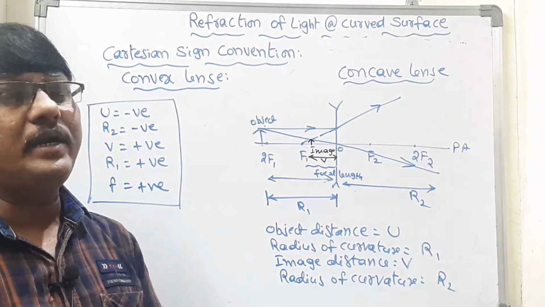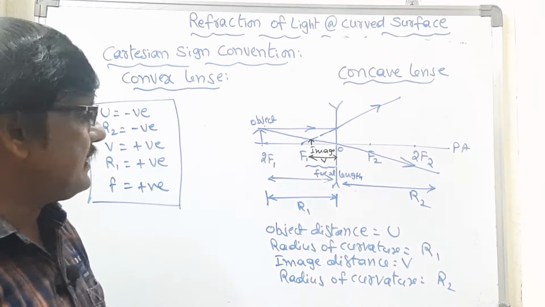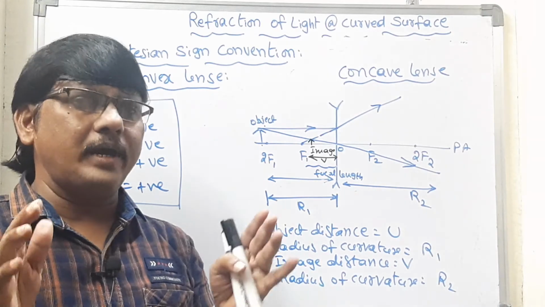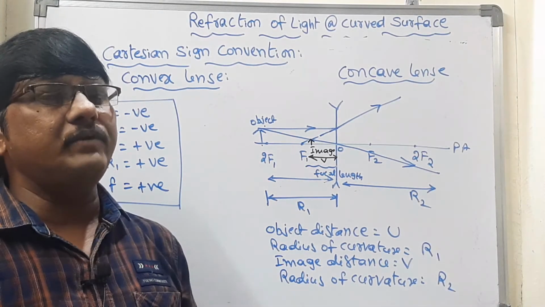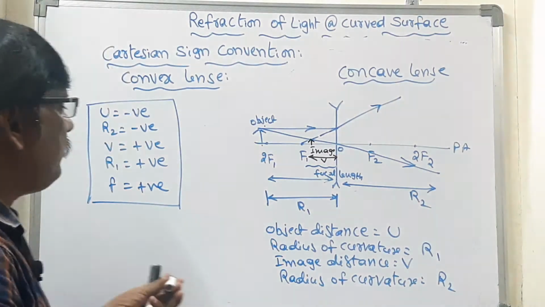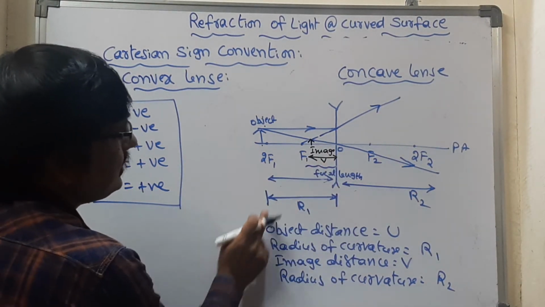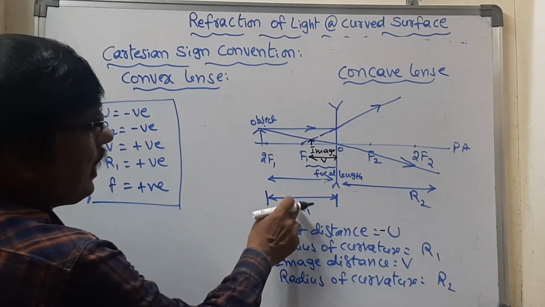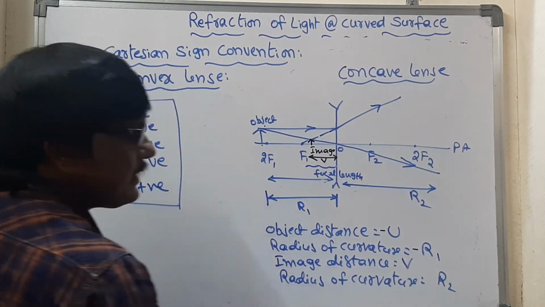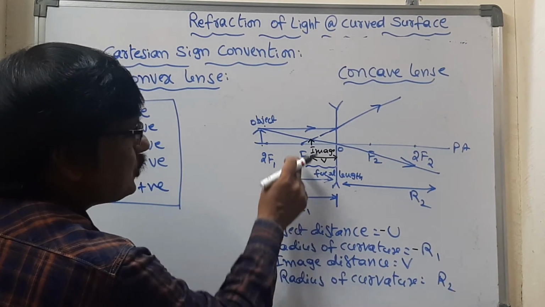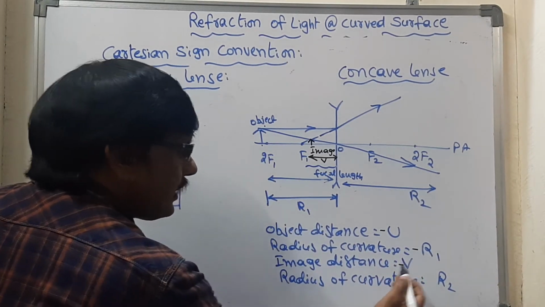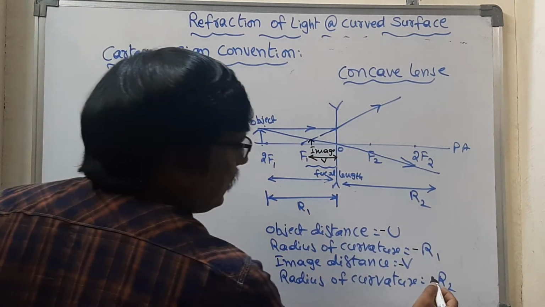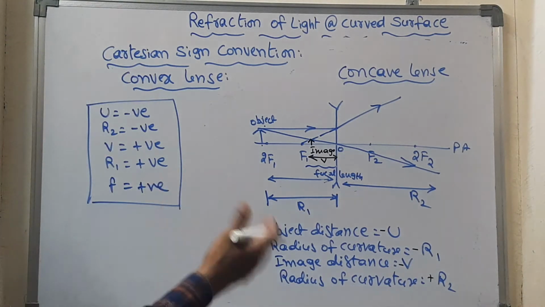Now let us go straight. All the values which are present on the left side, we will take as negative. So what values are present on the left side? Object distance is on the left side only, right? So we will consider it as negative. R1 is also on the left side, so that one we consider as negative. And image distance is also on the left side, so we consider it as negative. And the radius of curvature R2 is on the other side, that is why we consider it as positive.